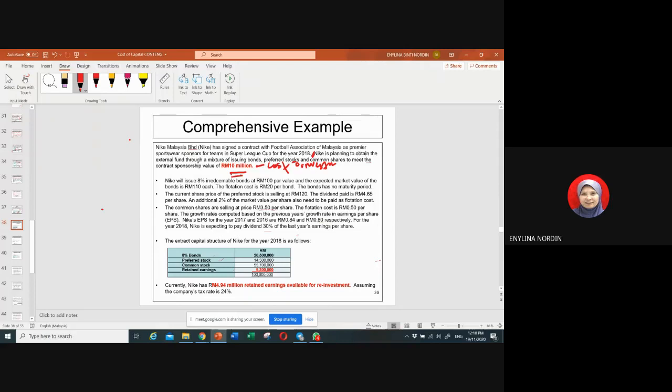Nike is planning to obtain external funds, and this external fund can be obtained via a combination of issuing bonds, preferred stocks, and common shares. So these are the three financing components that are going to be used by this company. Okay, look at the first one.